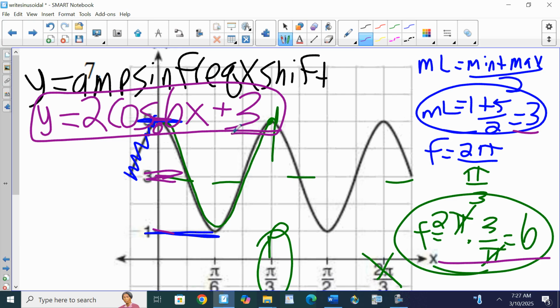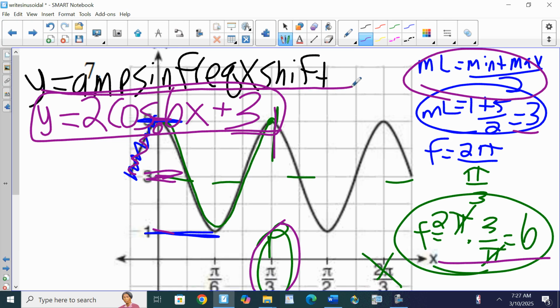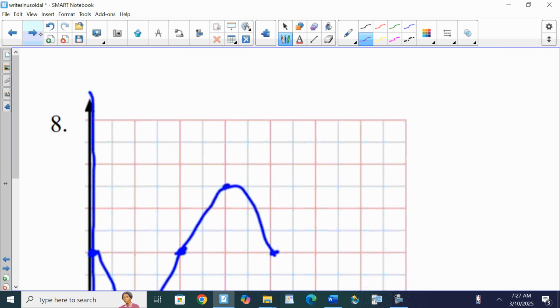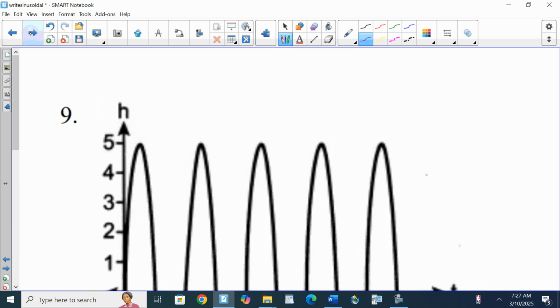So if there's anything to the left of the y-axis, just ignore it. The period is where the first full wave ends, and frequency is 2 pi over that. The midline, you can eyeball it sometimes, but not all the time. What will work all the time is the min plus the max over 2. And once you have all those components, you pop it into amp sine freq x shift. Let's take a look at a multiple choice example now.